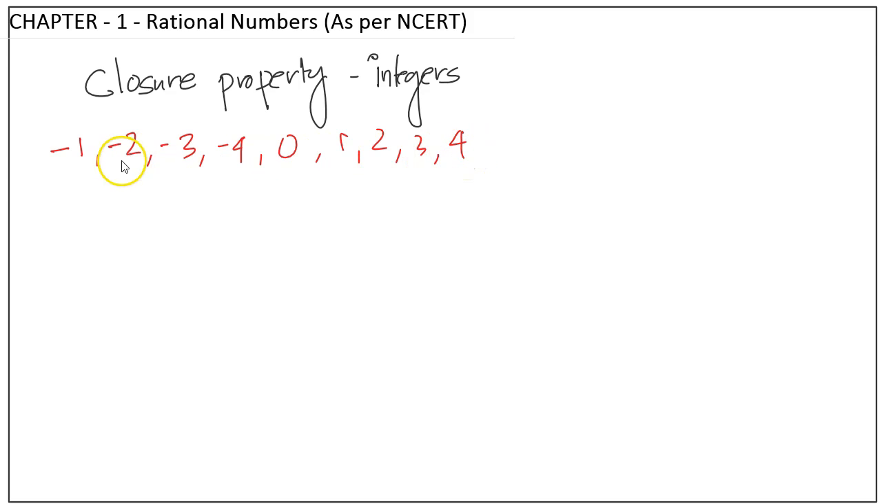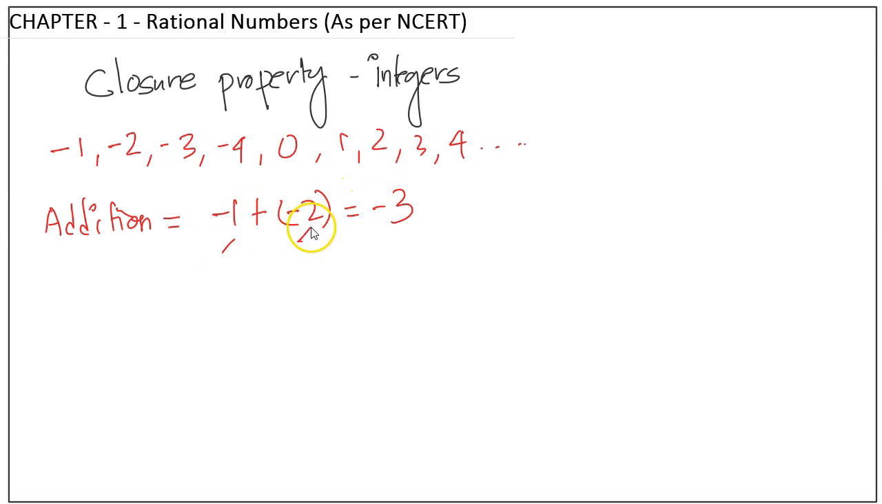All these numbers are included in the integers, right? Now if you do addition, obviously addition will be closed, because we have seen this before. -1 plus -2, how much is it? -3, right? If the signs are the same, then the numbers are added and we put the sign of the number. So -1 plus -2 is -3. This is an integer, we add another integer, I get another integer only, right?